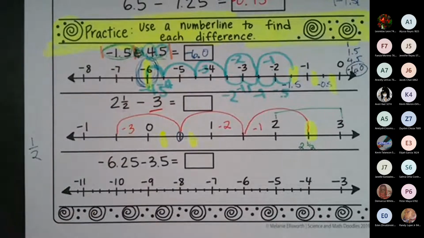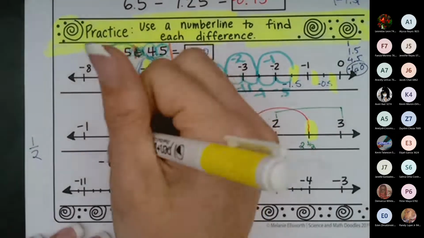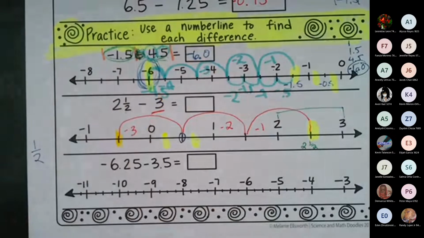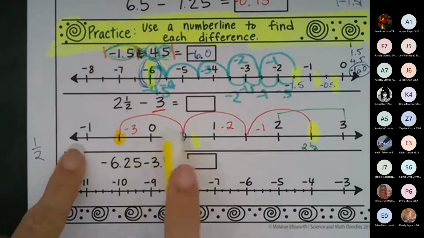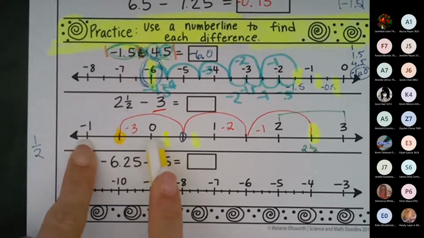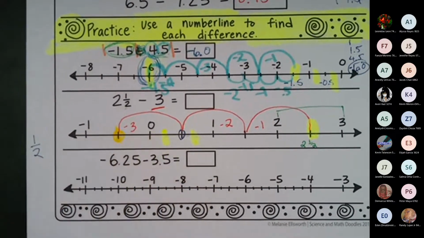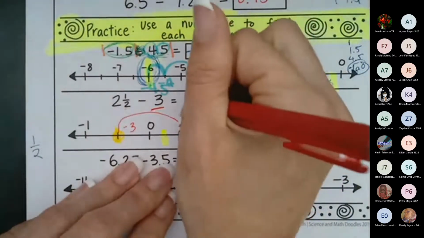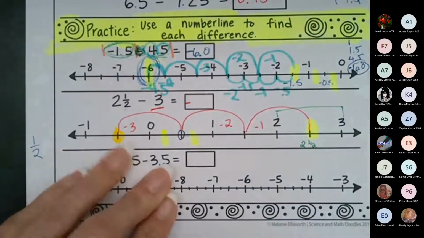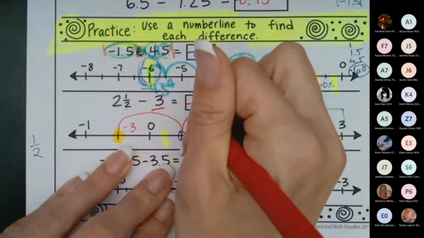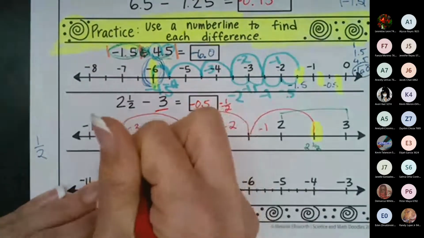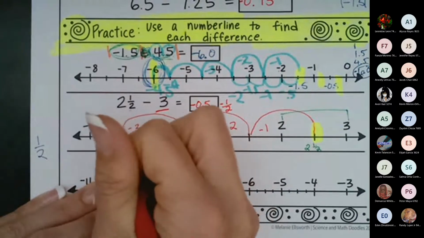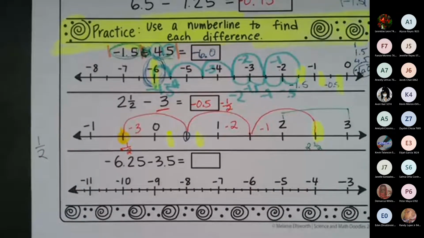So now I just need to read my number line. My ending spot is in between 0 and negative 1, meaning it's less than 0 and greater than negative 1. On the negative side, so it's going to be negative 0.5 or negative 1/2. Right? This right here is negative 1/2.